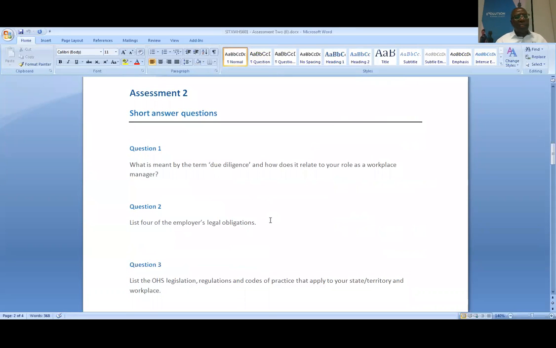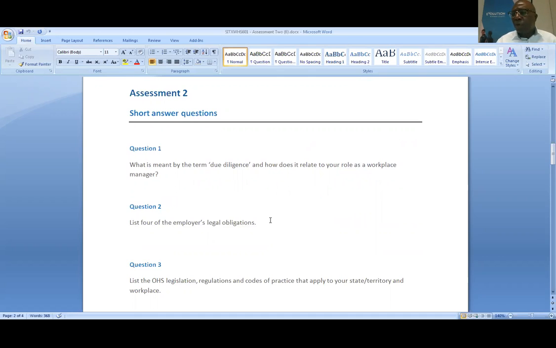You've got short answer questions like, what is meant by due diligence, and how does it relate to your role as a workplace manager? In this instance, we are assuming you are a workplace manager and you're going to do due diligence. We'll discuss what due diligence is and I will explain it to you, but I just want you to familiarize yourself with the questions that are in there. Question number 2 will be, list 4 employers' legal obligations.